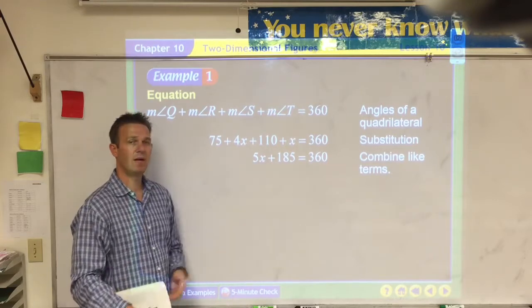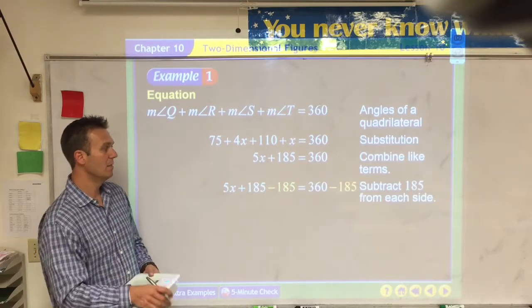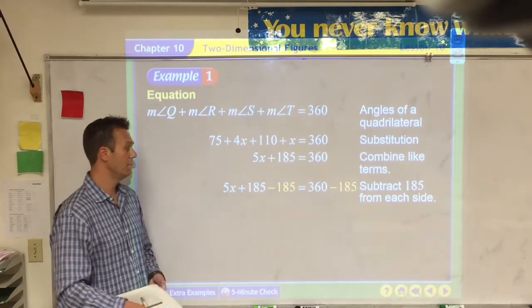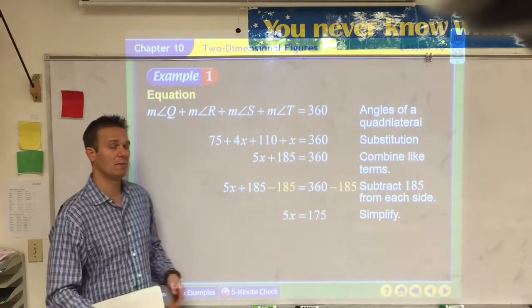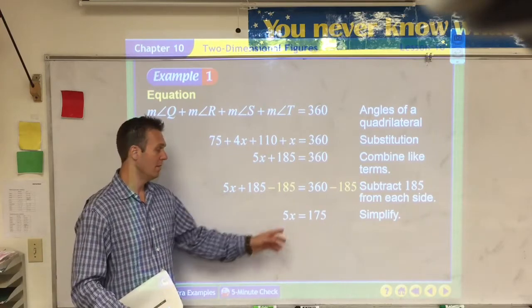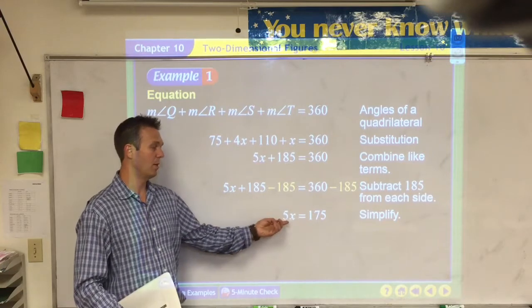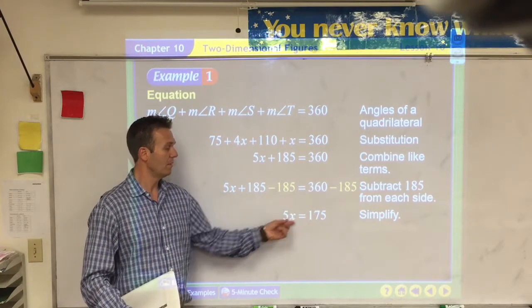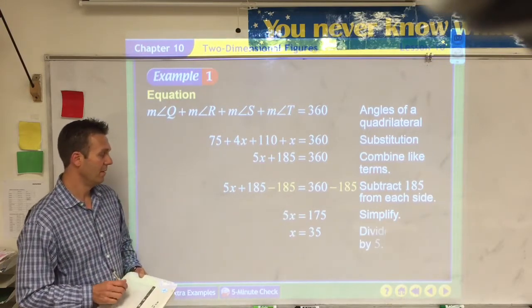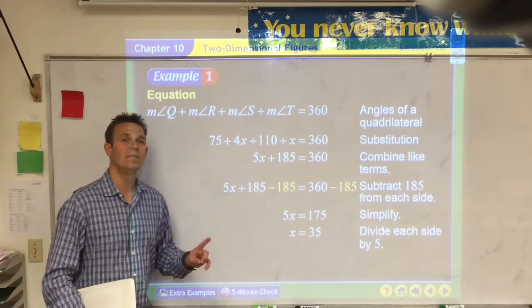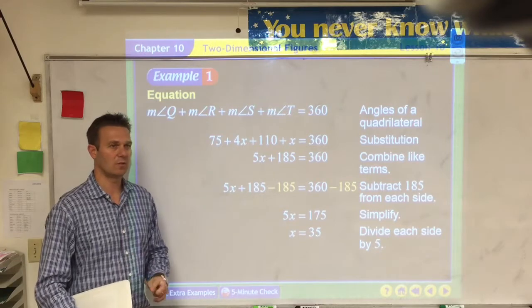We now have to get rid of 185, so we subtract 185 from each side of the equation, because that's what algebra is, and we get 5x equals 175. 5x means 5 times x, so the opposite operation of multiplication is division. So we're going to divide both sides by 5. And when we do that, we get the answer 35. So you found out that x equals 35.